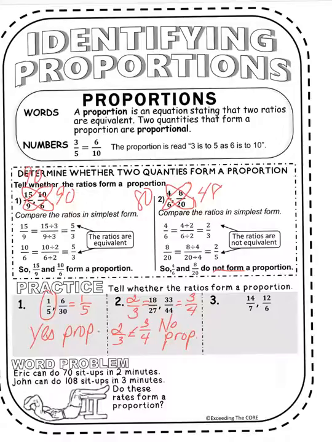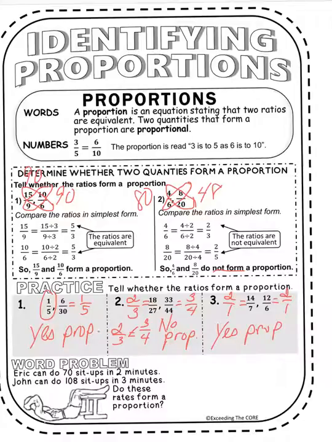Finally, number 3. Again, we can cross multiply or simplify. I'm going to start out by simplifying. If I were to simplify 14/7, I can divide the numerator and denominator by 7. I get 2/1. 12/6, I can divide the numerator and denominator by 6, and again I get 2/1. 2/1 equals 2/1, therefore, yes, these form a proportion.